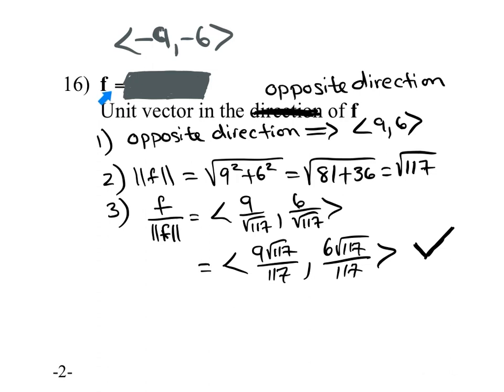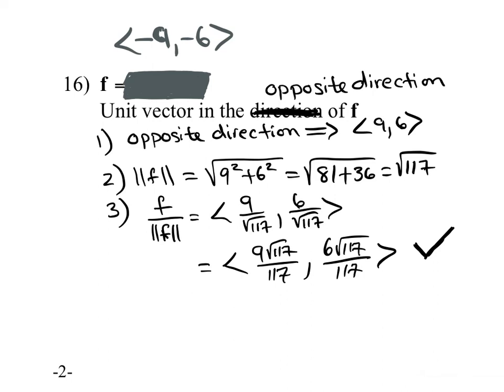All right, so vector f is negative 9 comma negative 6. We want a unit vector in the opposite direction of f. All right, so first of all, the vector that's in the opposite direction of f is simply the original vector with all the signs changed. So the 9 becomes positive, and the 6 also becomes positive. So the opposite direction vector would be 9 comma 6.